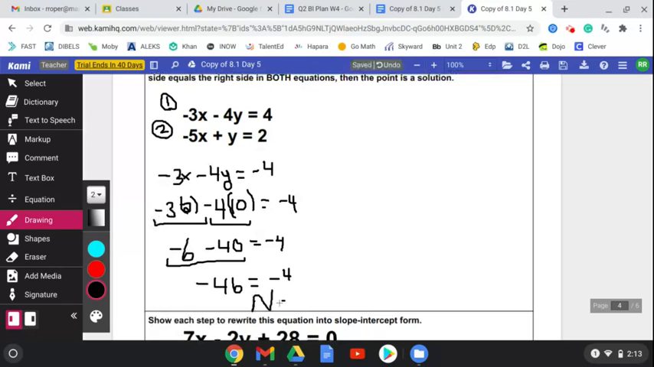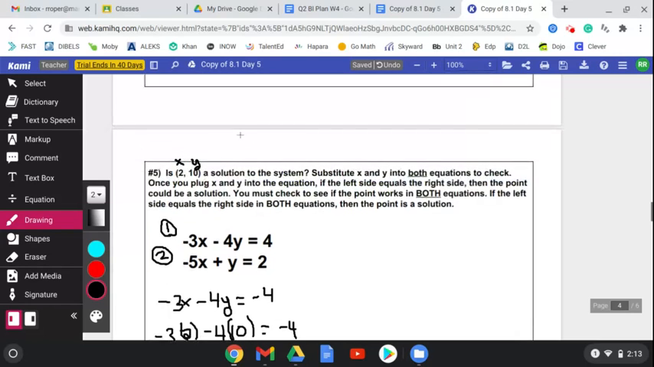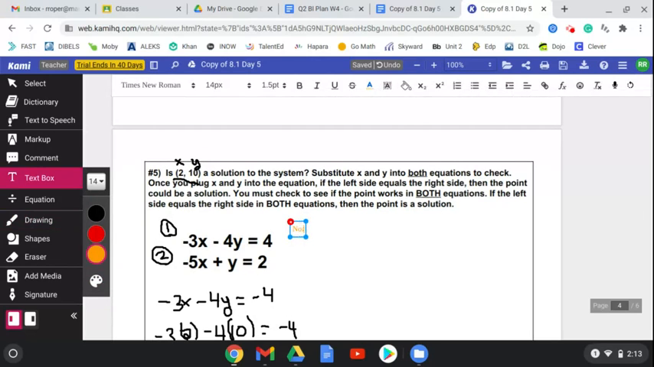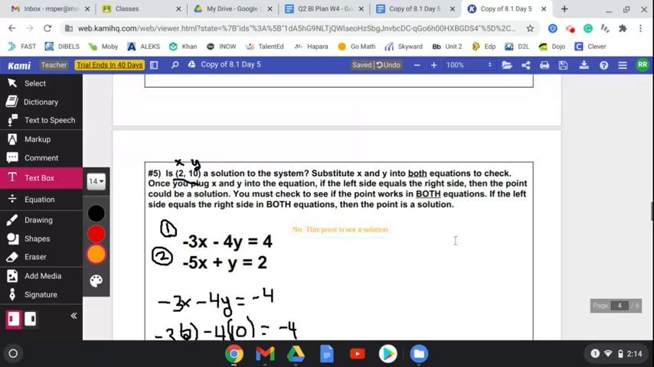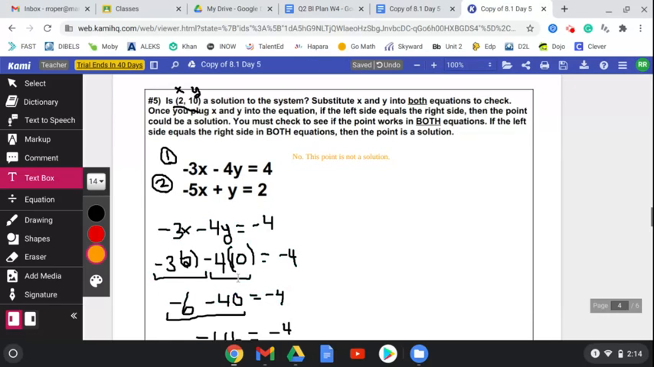No. Okay, so if it does not work in the first equation, it doesn't matter whether it works in the second equation, because for this point to be a solution, it must work in both equations. And so again, we're going to say, no, this point is not a solution. And again, here's my work to show it.